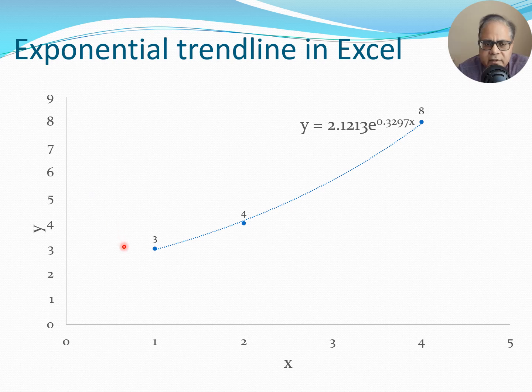Now before we begin this problem, let's simply plot this curve once again in Microsoft Excel, and then I ask Excel to give the equation for an exponential fit. So this is what I get from Excel. The trend line is y is 2.1213 e to the power 0.3297. So let's see how to get this equation.